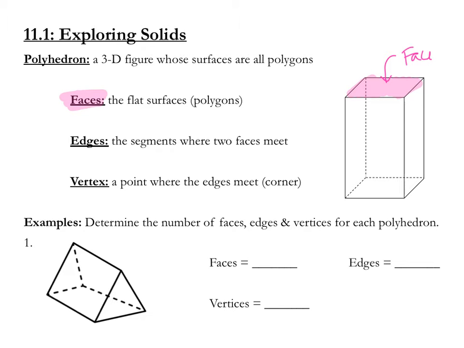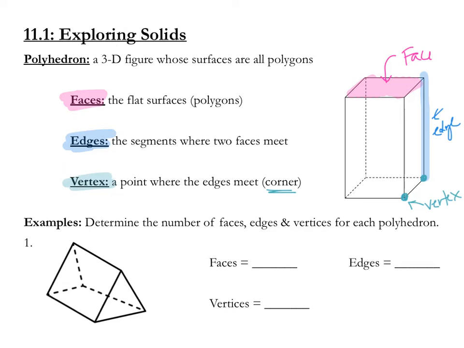Edges are next. Edges are the segments where two faces meet. So we're looking at this piece right here. It's really the segment in the picture. So that piece right there is what we're calling the edge. And then the last piece we're going to look at is what's called the vertices. The vertices are the point where the edges come together. So we're looking at like these corners here. So think of it as corner. Those are what we call the vertices, or singular for vertex. So that there is a vertex.